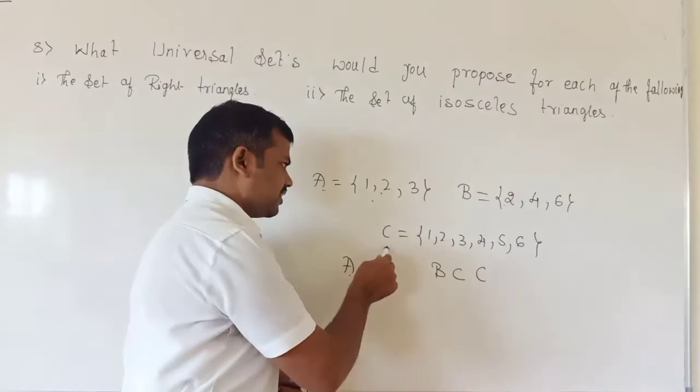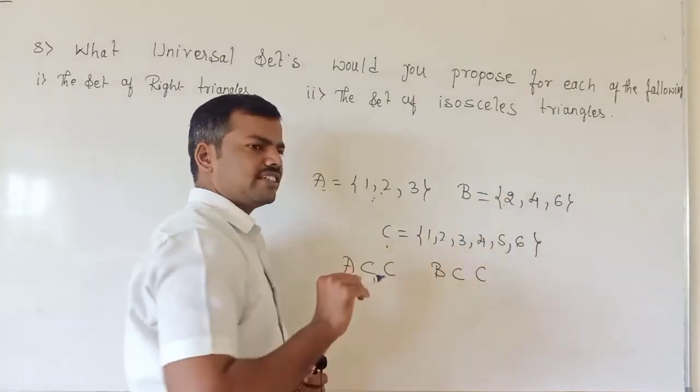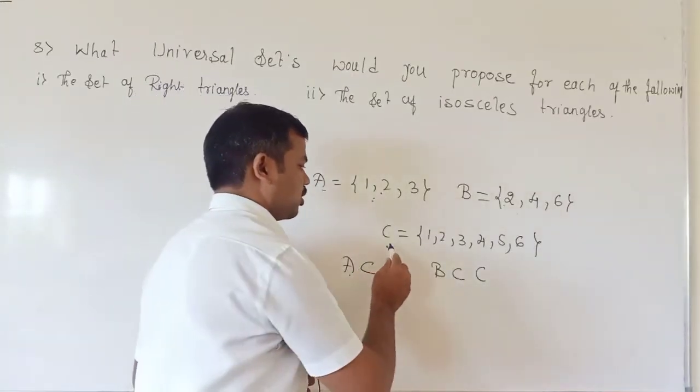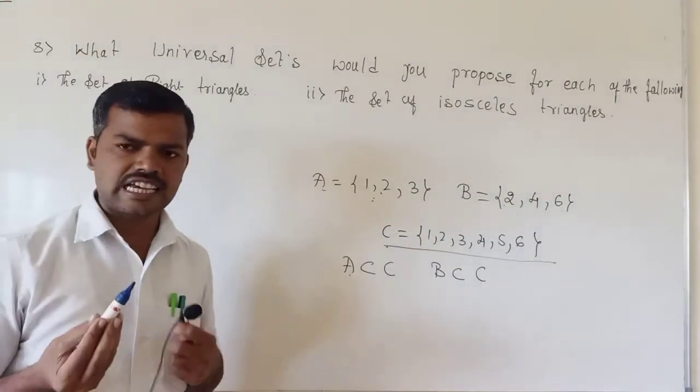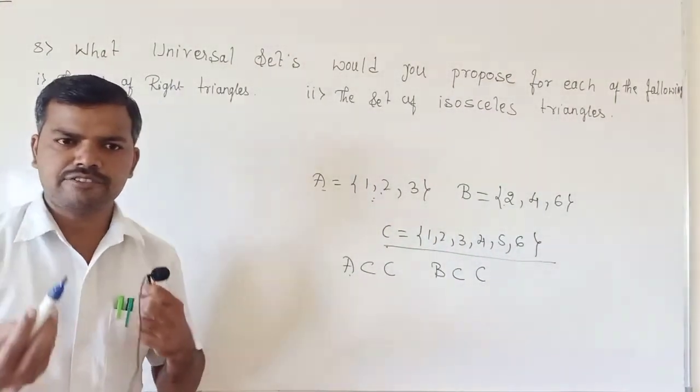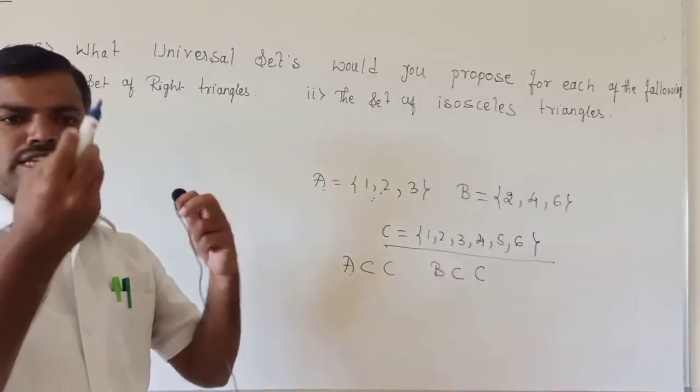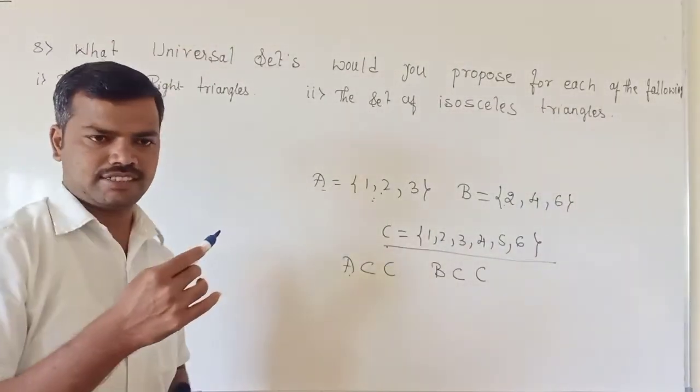So C is containing all the elements of its subsets, then we call it a universal set. So a universal set means a set which contains all the elements of its subsets.